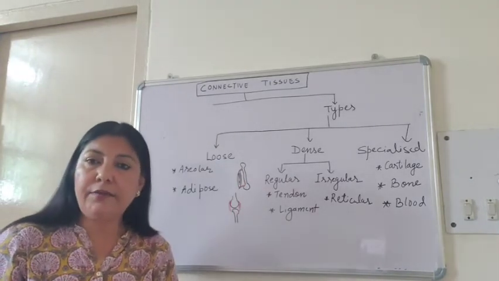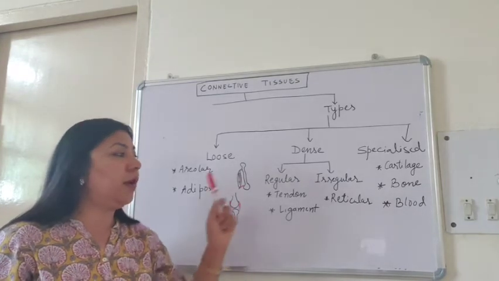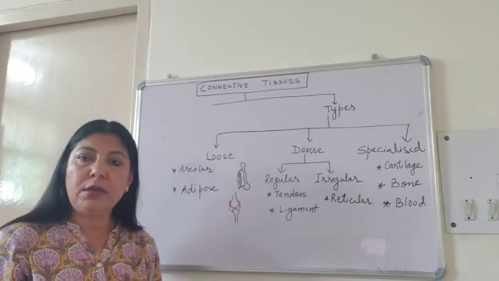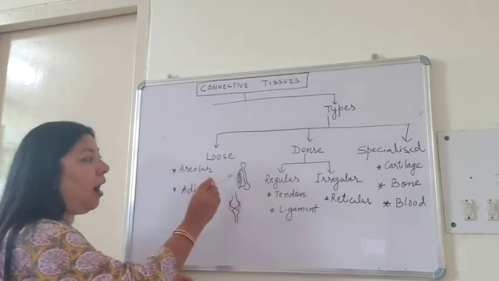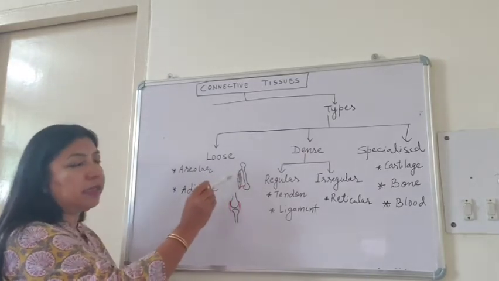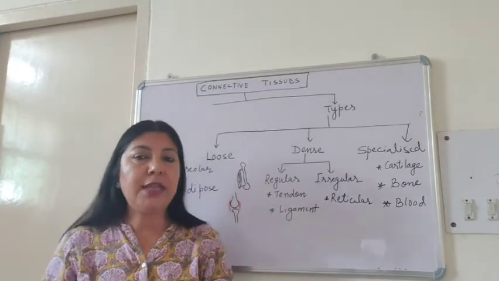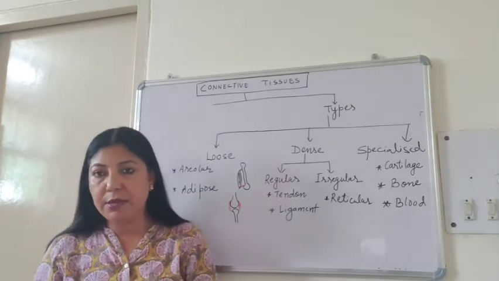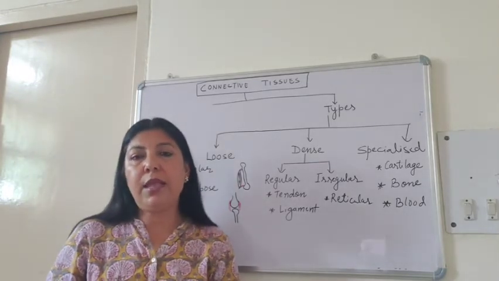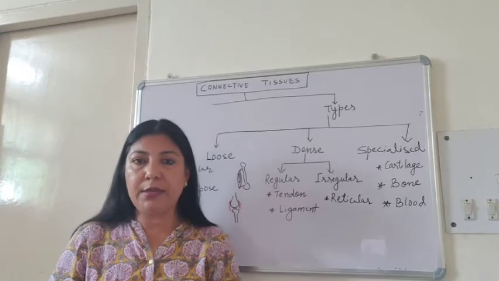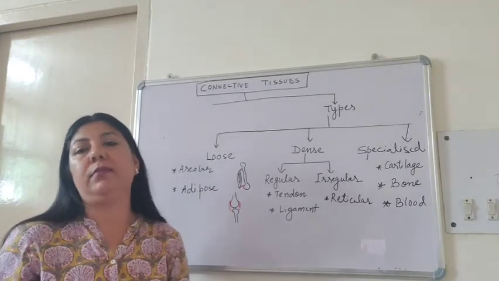Next is the dense connective tissues, which are mainly fibers. In that also, first one are the regular dense connective tissues. They are basically tendons which are connecting our muscles to our bones. They are made up of collagen fibers, that is white fibers. Whereas ligaments are also fibrous, but they are made up of elastin fibers, that is yellow fibers, and they are connecting the bones together.